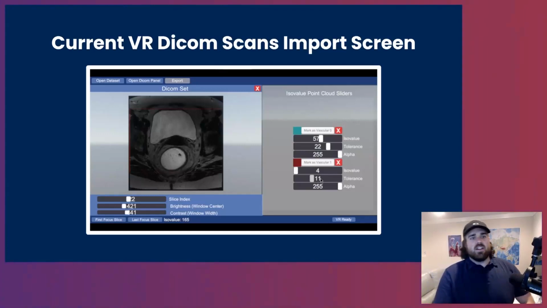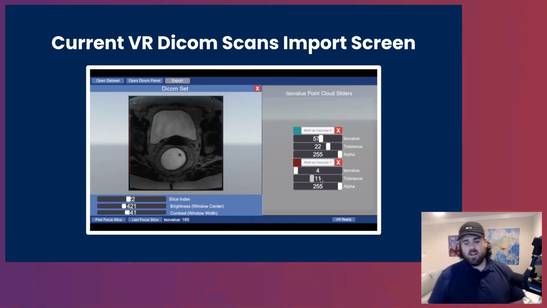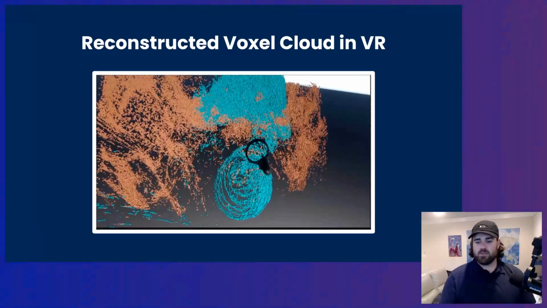This is what the current DICOM scan import screen looks like on the project. I'm actually going in on a project that's in progress. I came in to help. So this is what the restructured voxel cloud would look like in VR. You can see that there are different colors for different labels.